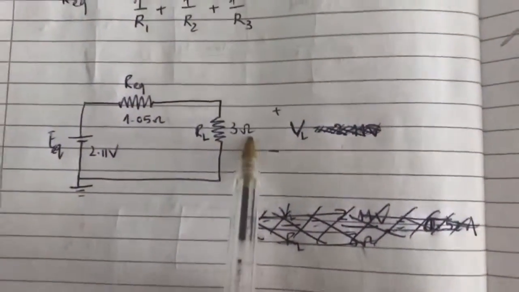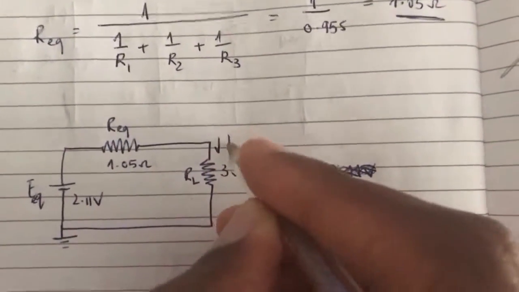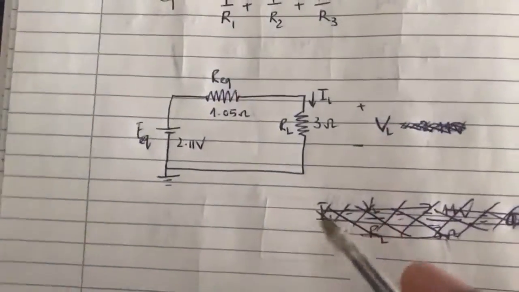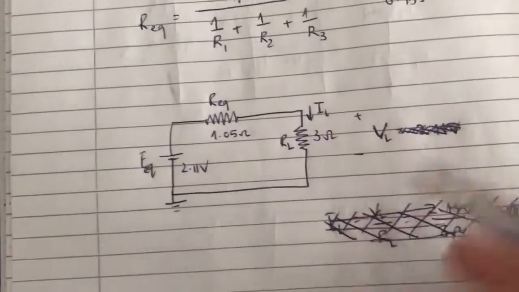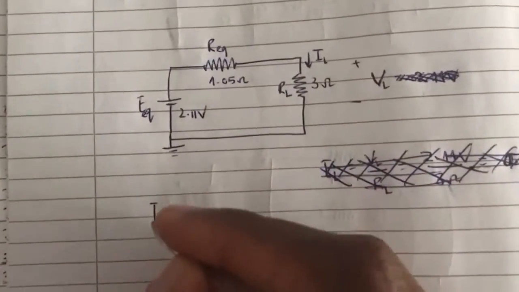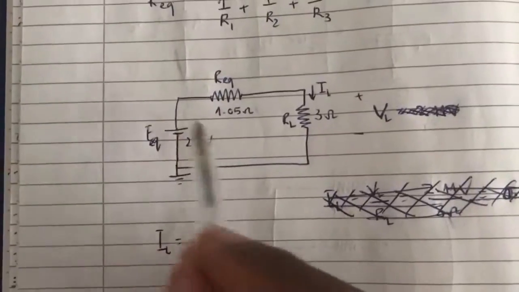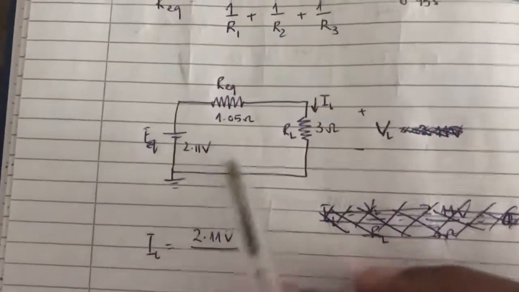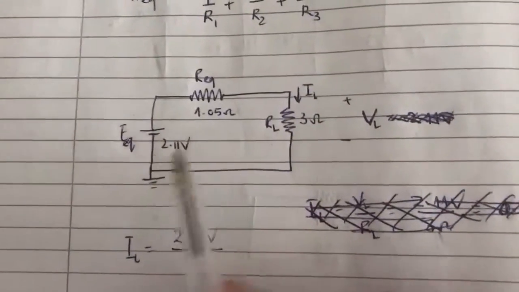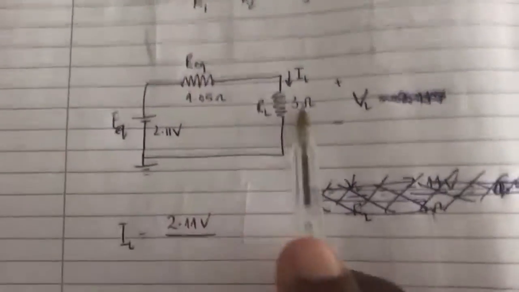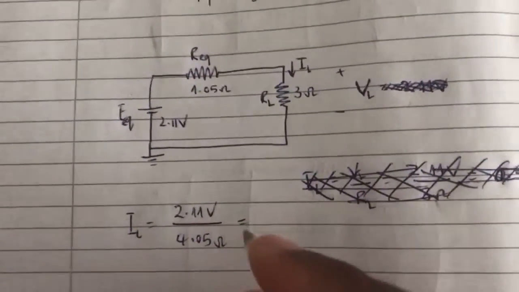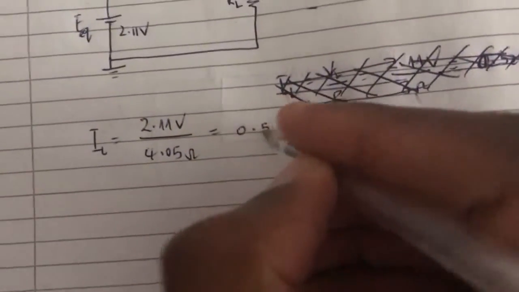And then we get RL, which is 3 ohms. Now, don't forget what we're looking for, guys. We're looking for IL. So this is a simple series circuit. We need to find IL. We have 2 resistors in series. So IL is going to be the algebraic sum of voltage sources around this closed loop, which is simply 2.11, divided by the sum of resistances, which will be 3 plus 1.05, which is 4.05 ohms. And this gives you 0.52 amps.